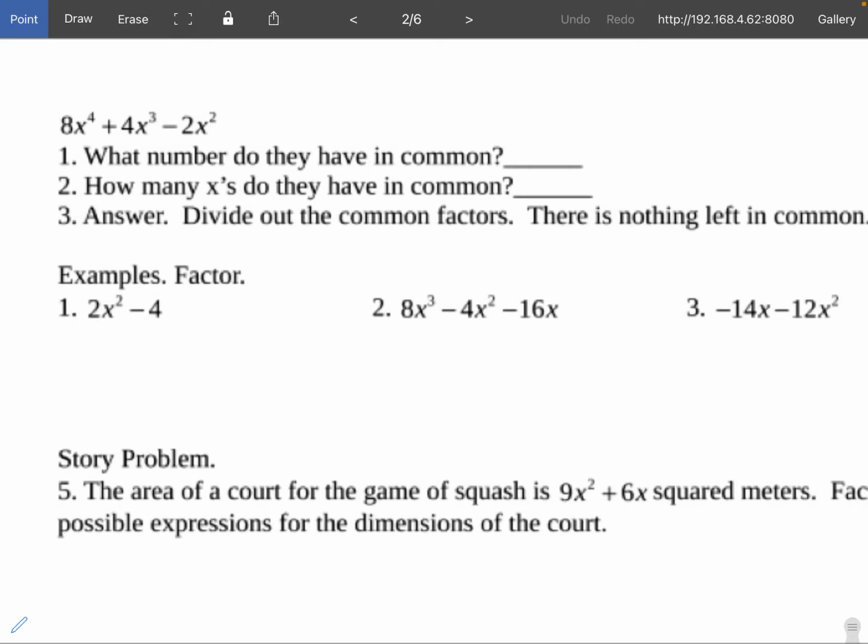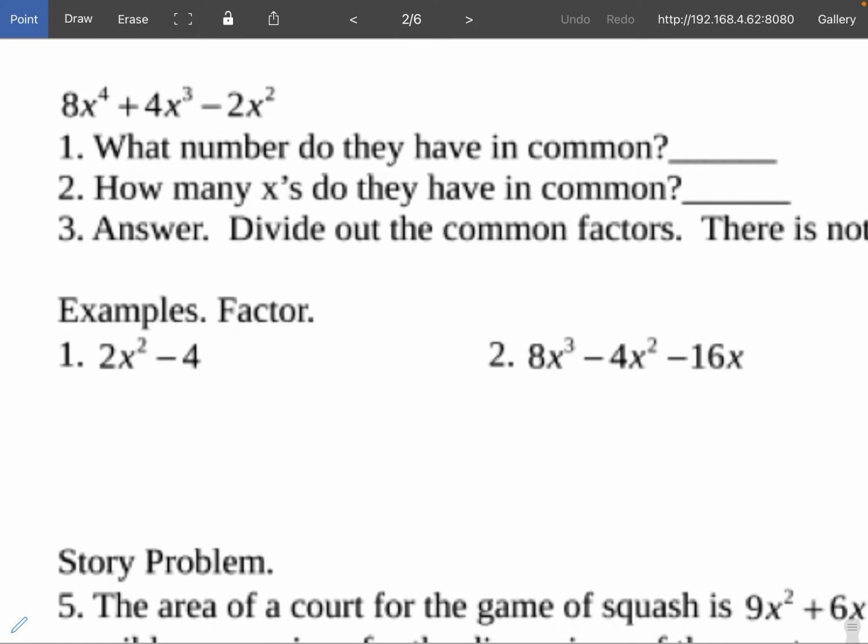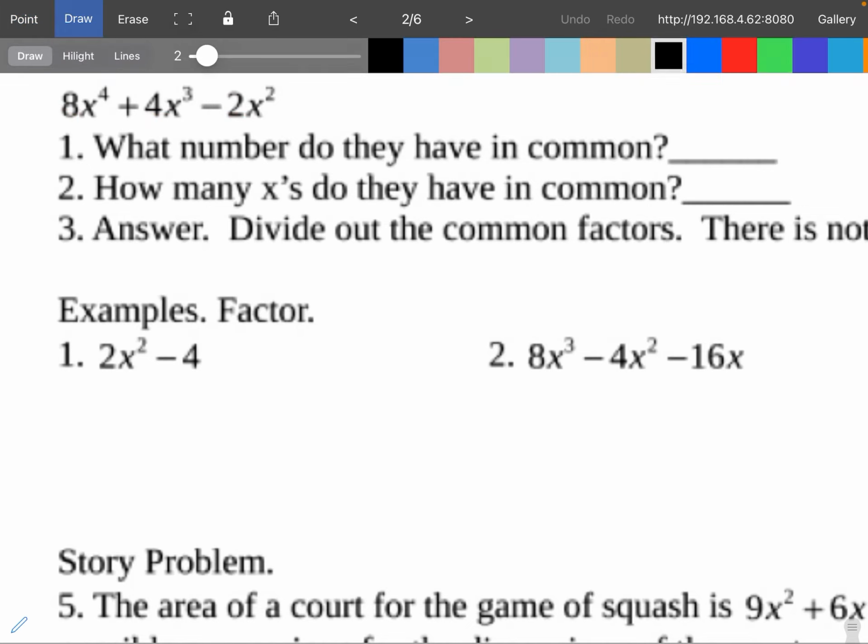All right, so this first example, what we want to do is find the greatest common factor for those three terms. You've got three terms here that are separated by addition and subtraction. So there's one term, two terms, three terms. What's the largest number that divides evenly into 8 and 4 and 2? 2. So that would be part of the greatest common factor. So we would have a 2 right here.